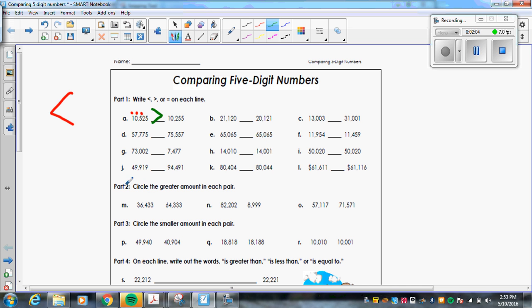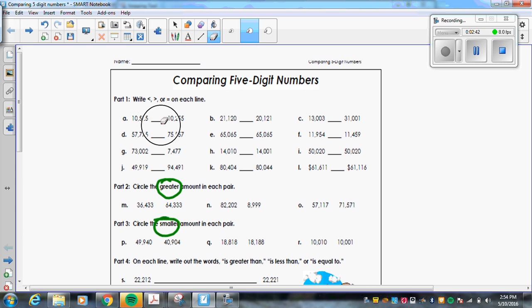This one, part 2, says circle the greater amount in each pair. It's exactly the same thing, except you're not using greater than or less than. You're just circling the greater, okay, which is the bigger number in each of those pairs. You guys can work that out. This one's really straightforward. This number here has only got 4 digits. This has got 5, so therefore 4 digits ends in the 1,000 column. So that has to be the smaller of them. Circle the smaller amount in each pair. You guys can do that.